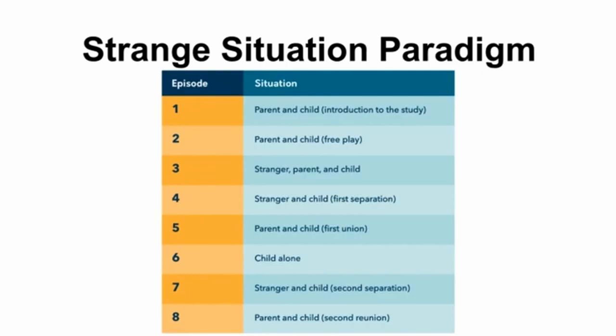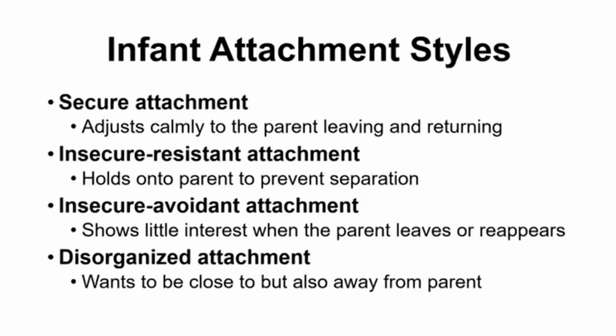We then have some reunions where the parent will come back and you see how the child reacts to the parent returning, and so on and so forth. So there's all sorts of interactions, all sorts of changes, and we evaluate what the child does in each of these different scenarios. And from that reaction, what does that tell us about how this child interacts with their world? That's where we get into our attachment styles.